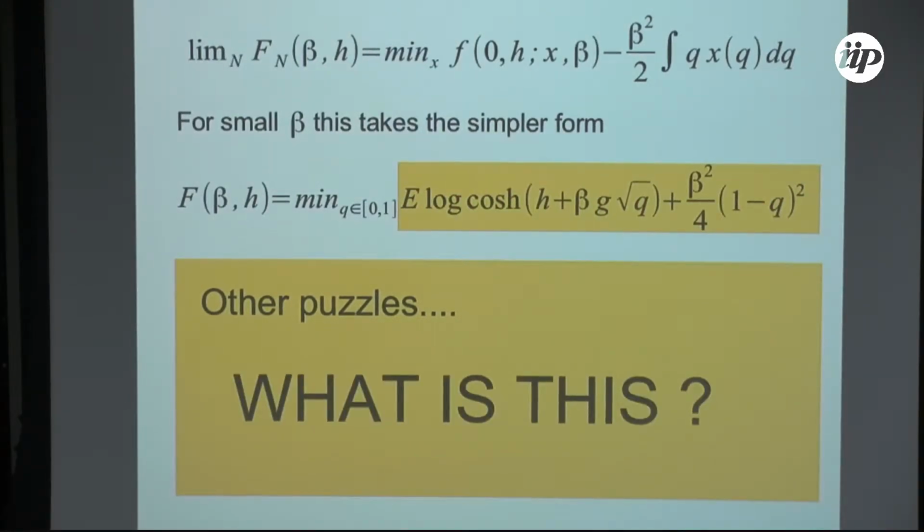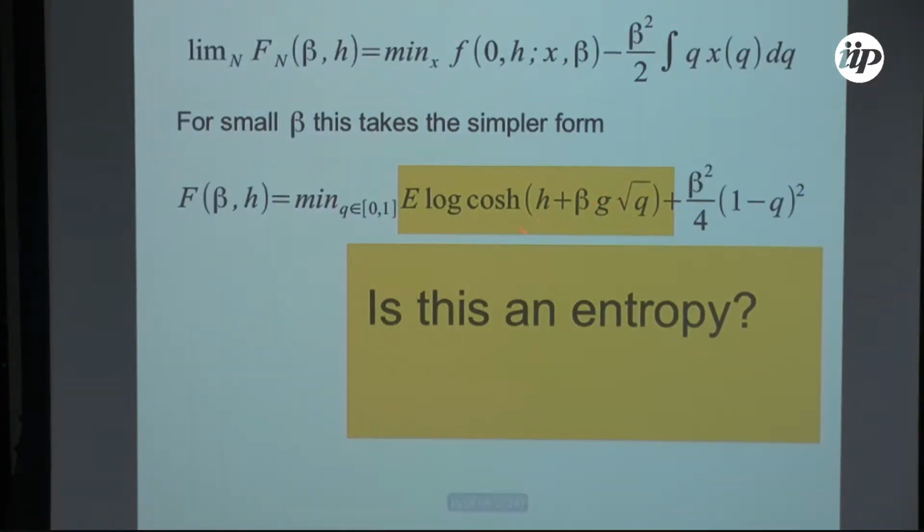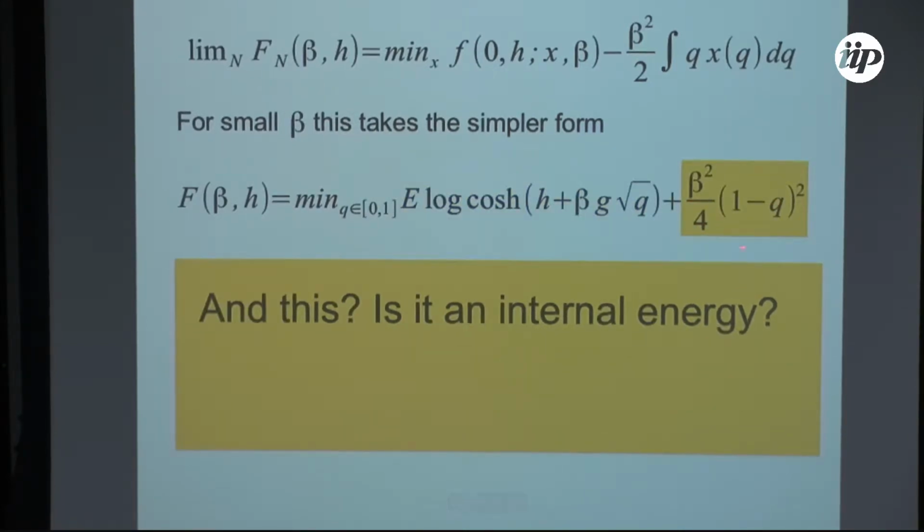One question is, what is it? I think it's a clear question. Is it, for instance, an entropy? It has some flavor of an entropy, but it has the wrong sign; it should be a minus sign in this case. You can move further and say, okay, so is this perhaps an internal energy?